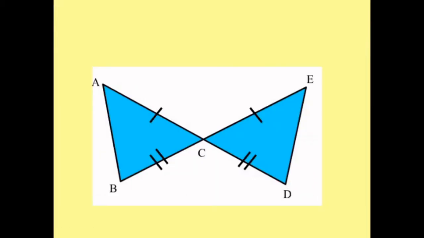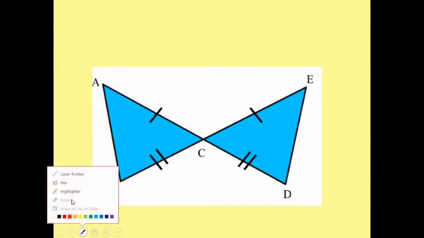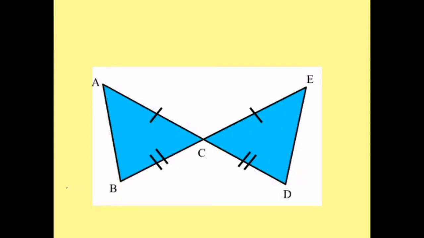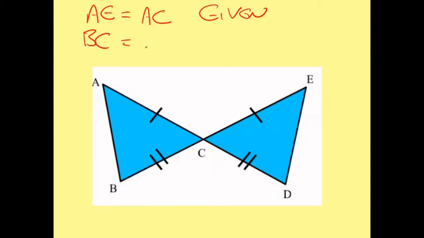Good. Now, this one here, sometimes you're asked to prove, are these congruent? Okay? And you've got to be clear with your working out. It's good to do bullet points, really. So we know that AE equals AC, and it's given in the question, so I'm just going to write given. I know that BC is going to equal CD. Again, that's in the question, so that's given.